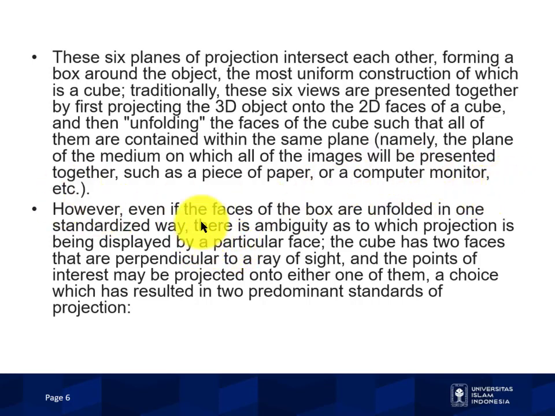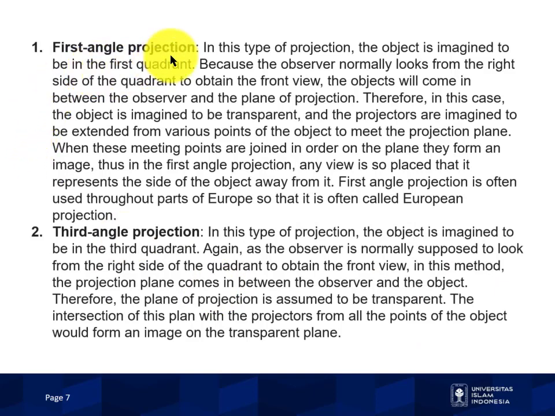However, even if the faces of the box are unfolded in one standardized way, there is ambiguity as to which projection is being displayed by a particular face. The cube has 2 faces that are perpendicular to a ray of shade. The point of interest may be projected onto either one of them, a choice which has resulted in 2 predominant standards of projection. So the first is first angle projection, and then the second is third angle projection.